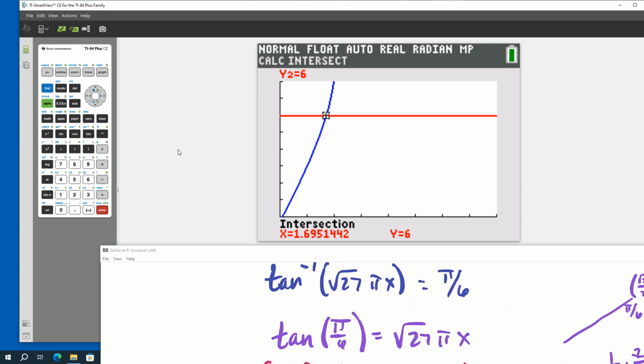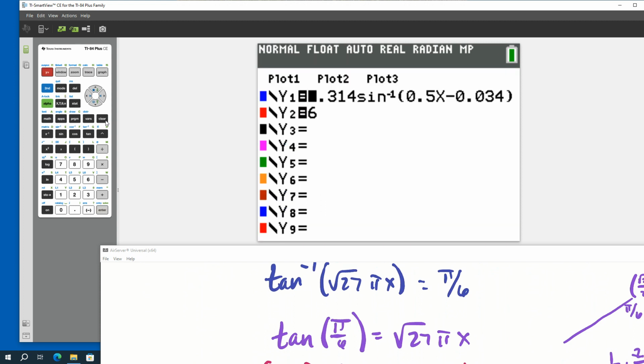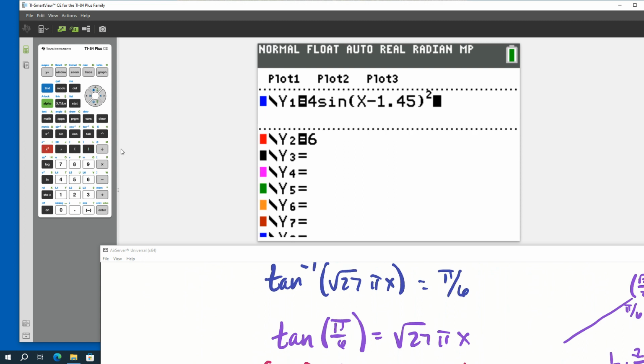Yes. Okay, good question. So what you have to do, that's the next one. You do the 4, you do the sine, you do the x minus 1.45. And then you have to do the square on the outside of the parentheses. So that is telling it to square the sine. If you need to square what's on the inside of the parentheses, you have to do that on the inside. All right. Any other calculator questions?